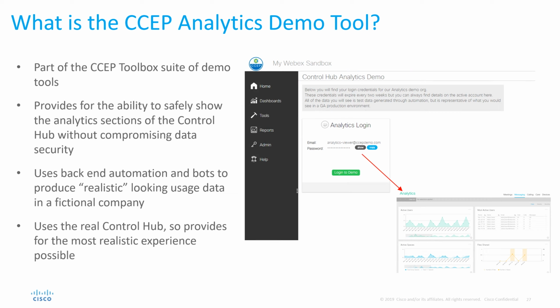The CCEP Analytics Demo tool is part of the CCEP Toolbox suite of demo tools, and it gives you the ability to safely show the analytics sections of the Control Hub, and critically, you can do that without compromising data security. There are no real usernames in there. Everything that you can see in there is generated by back-end automation and bots. So you don't need to expose either your organization or another customer organization to be able to effectively show realistic looking analytics. These bots are regularly joining meetings, sending messages and making calls in a pseudo-simulated fashion, which makes it look like a real live fictional company.